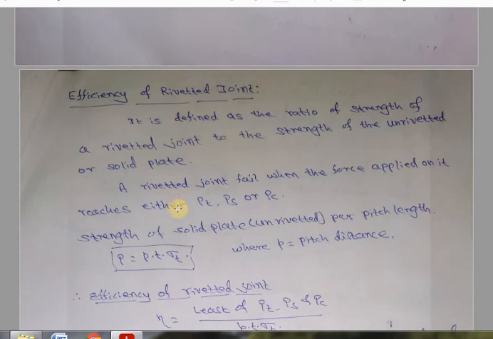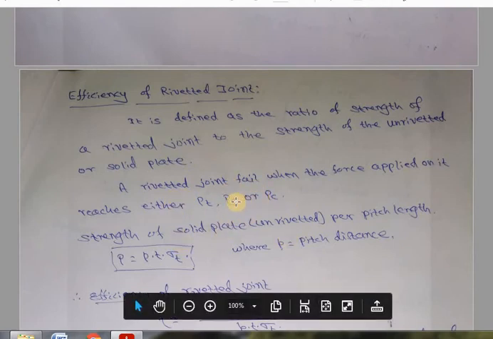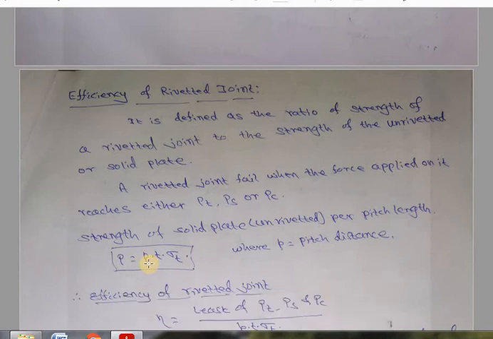Solid plate. Therefore, what is the strength of that solid plate? The strength of the solid or unriveted plate is going to be p into t into sigma T. Here p stands for the pitch length, that is, between the centers of the two rivet holes. Actually, the hole is not there. We mark the points of two possible pitch lengths.